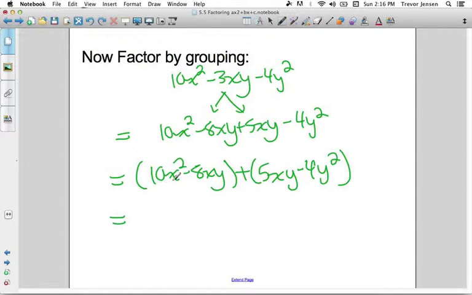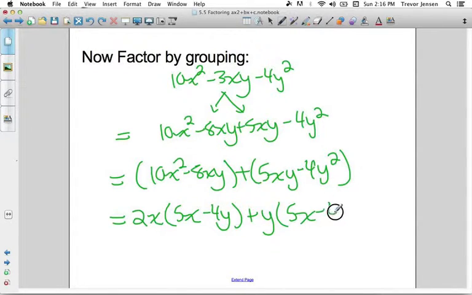What goes into 10x squared and 8xy? Well, what goes into 10 and 8, I can take a 2 out. Both of the terms have an x, so I take out the one with the smaller exponent, an x to the 1. Then divide each of these terms by what I took out. I get 5x minus 4y. And then in the second group, nothing other than 1 goes into 5 and 4, but they both have a y, so I can take out the y with the smaller exponent, a y to the 1, divide each of the terms by y, and I get, once again, 5x minus 4y inside the brackets.